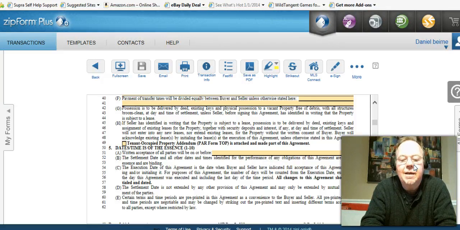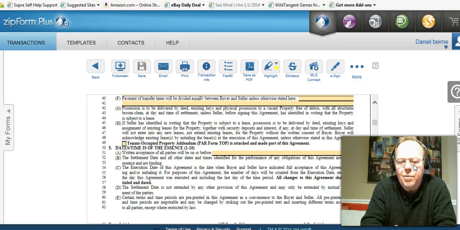If the settlement date is not extended by any other provision of this agreement, it may only be extended by mutual written permission of the parties. So no one can assume that they're going to settle 10 days afterwards and they're still in a contract. If everyone is going to settle 10 days later and they still want to be in a contract, they all have to extend the settlement date in writing and keep a copy of that, obviously.